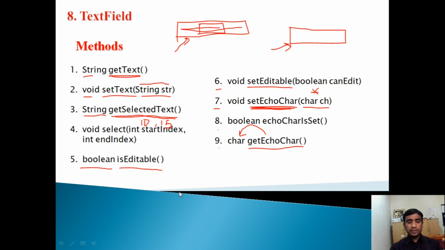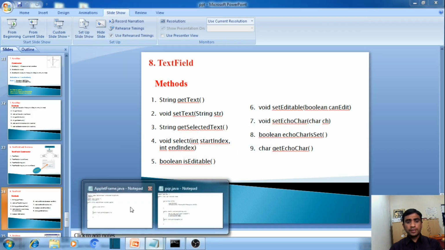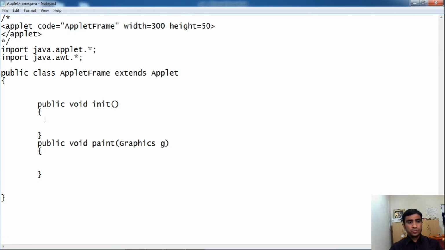Now let us move towards creation of a text field. I will create here a text field in an applet window: TextField t1 is equal to new TextField.